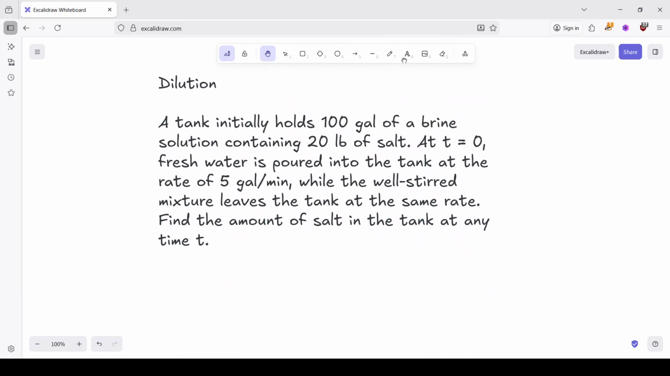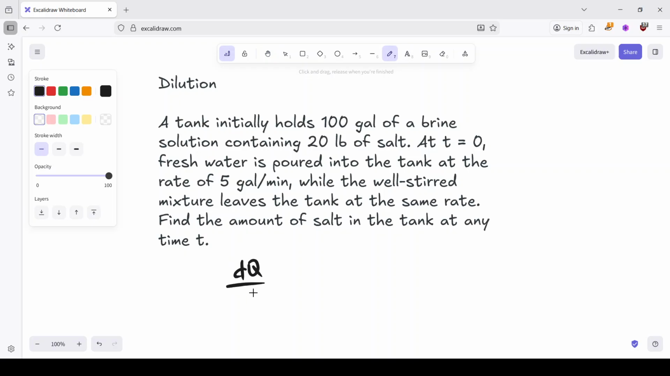Now, as per our formula, the amount in this case is salt, is rate in minus rate out.